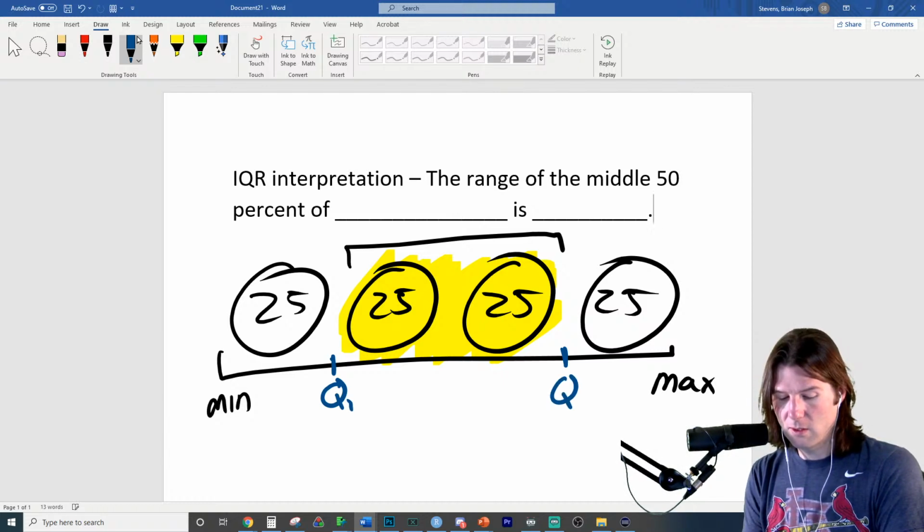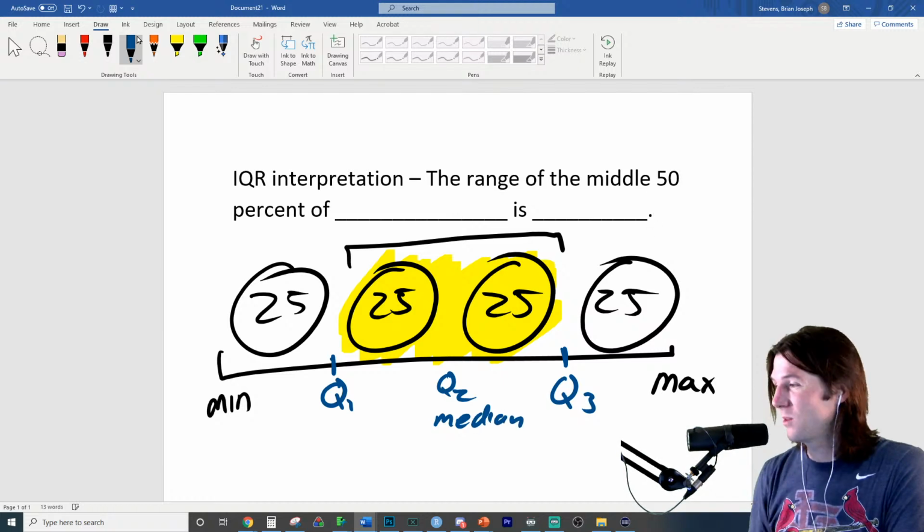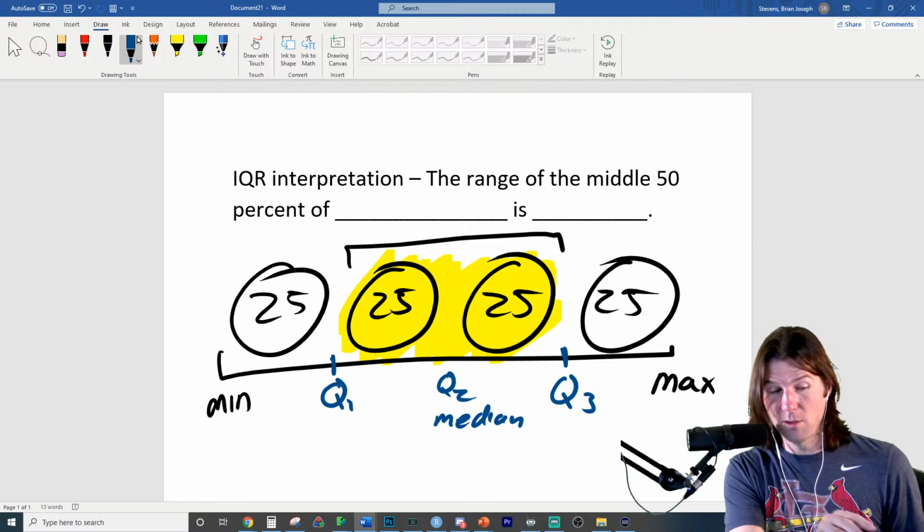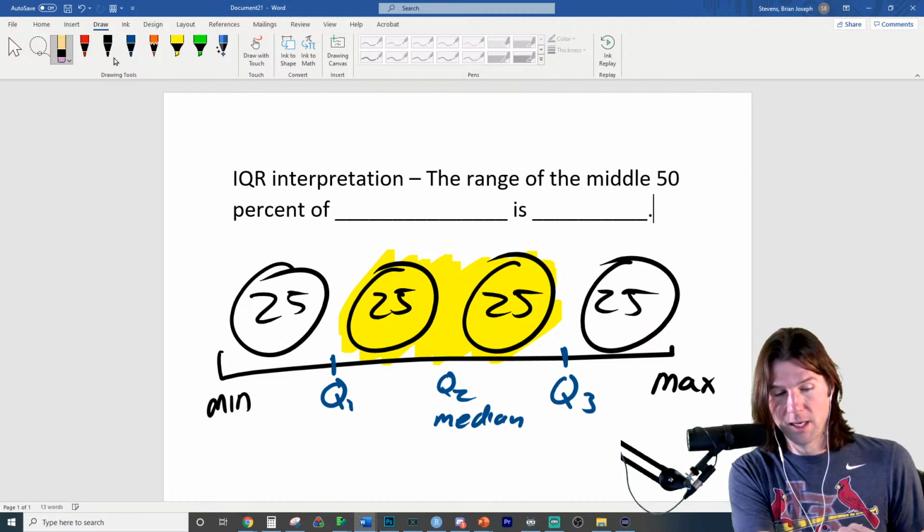Well, that's this, and this will be Q3. Technically, the median is Q2. So the median is actually called Q2 sometimes. I don't usually call it Q2, but the median can be called Q2. If you ever hear Q2, they mean the median, like 2/4 of the data.